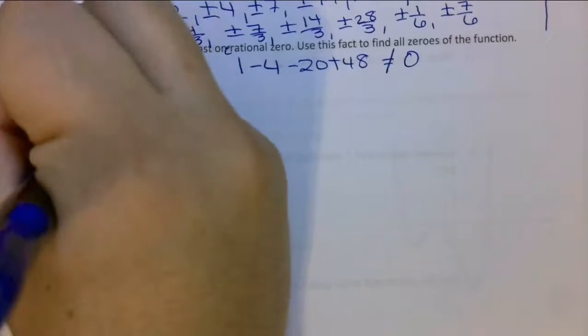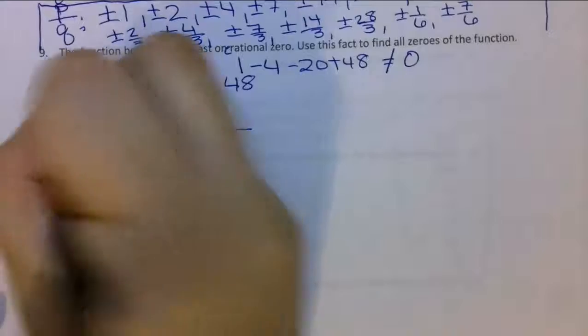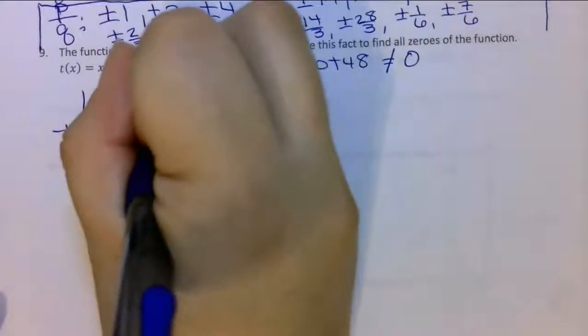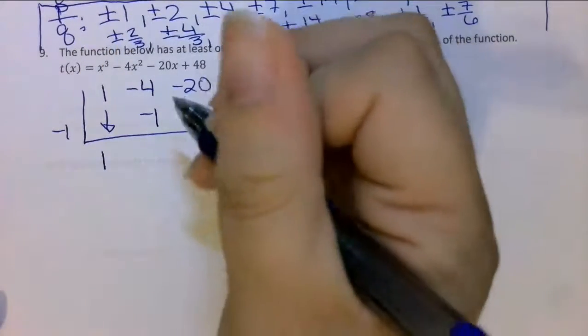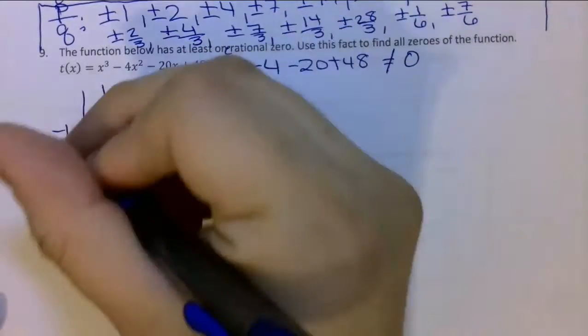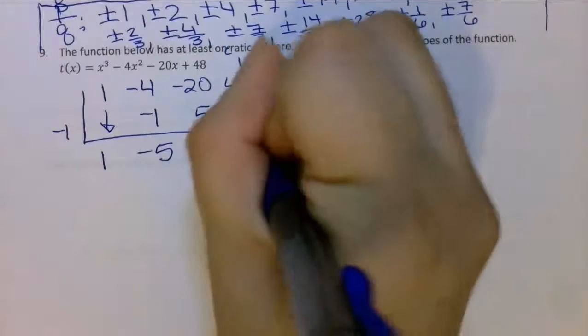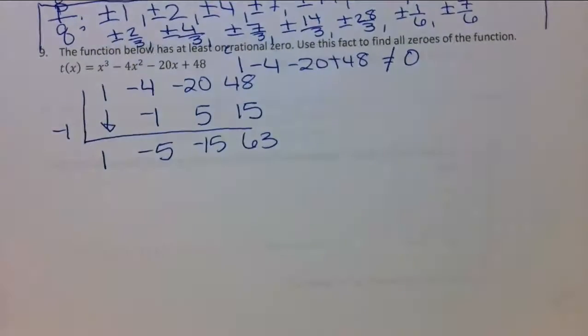So I am going ahead to try -1. I am going to write my coefficients. I have 1, -4, -20, 48. First number always goes straight down, which is 1. -1 times 1 is -1. I add down. -4 minus 1 is -5. -5 times -1 is +5. -20 plus 5 is -15. -15 times -1 is +15, which gives me 63. This one doesn't work. Let me cross through it in red.